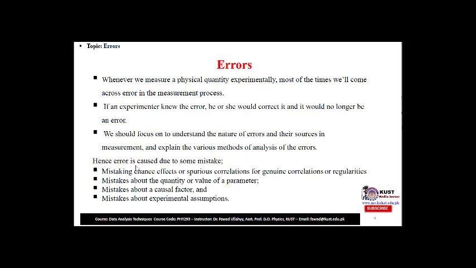Hence, error is caused by some mistakes, like mistaking chance effects or spurious correlations for genuine correlations or regularities. Similarly, mistakes about the quantity or value of a parameter, mistakes about a causal factor, and mistakes about experimental assumptions that we have made.